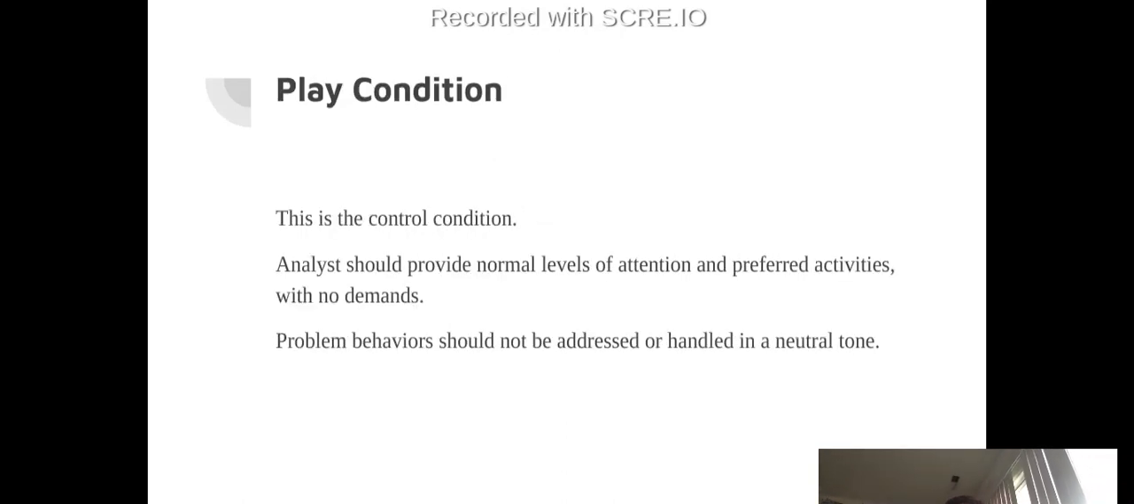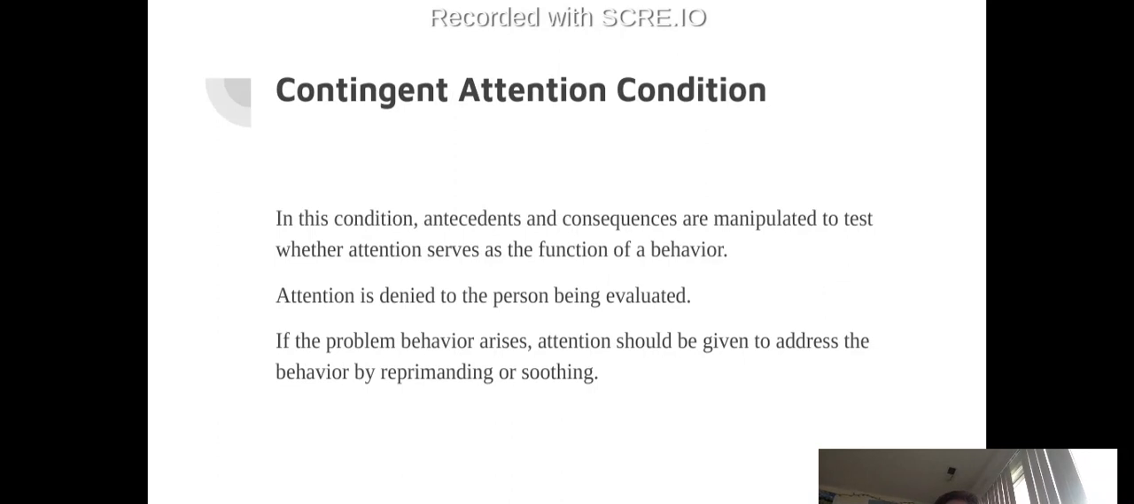We start by doing a control condition. We call it the play condition. This is where you set up your client in as natural an environment as possible. You provide normal levels of attention, you provide them with preferred activities that they can play with, and you don't place any demands on them. If they engage in the problem behavior at all, then you handle it in a neutral tone without going overboard on consequences, and you basically want to just establish a baseline. What does the problem behavior look like in its most natural setting?